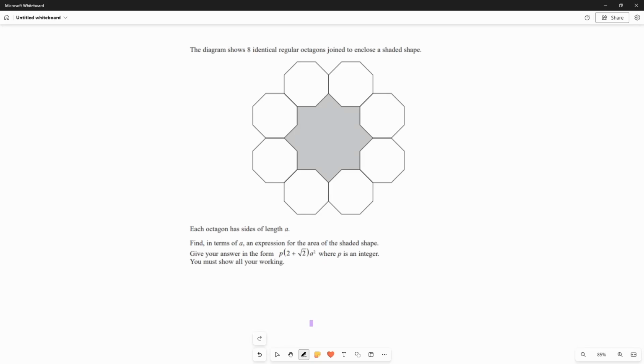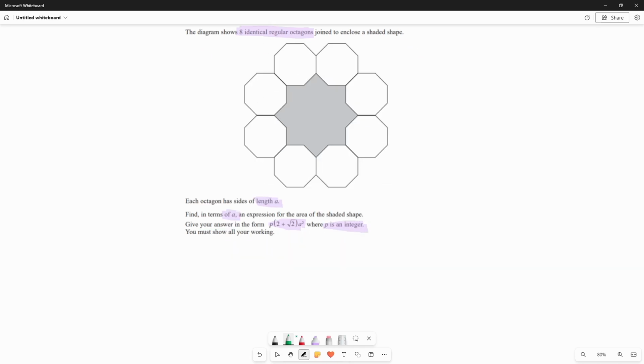This question tells us that the diagram shows 8 identical regular octagons joined together to enclose a shaded shape. Each octagon has side lengths of A. The question wants us to find, in terms of A, an expression for the area of the shaded shape, and we must give our answer in this form where P is an integer. So we want to find the area of the shaded shape.